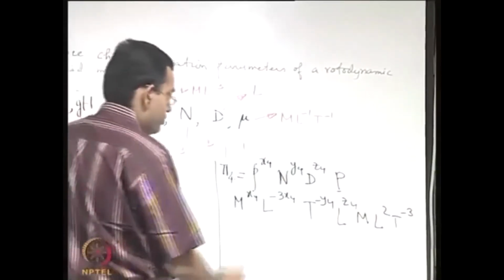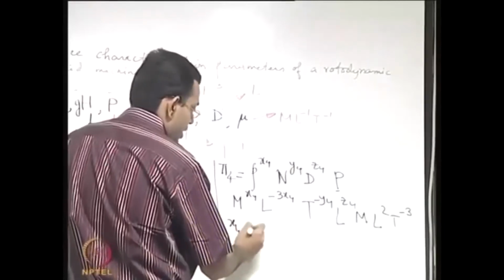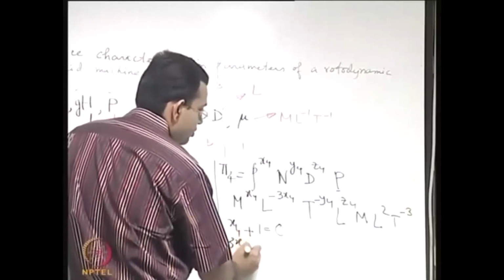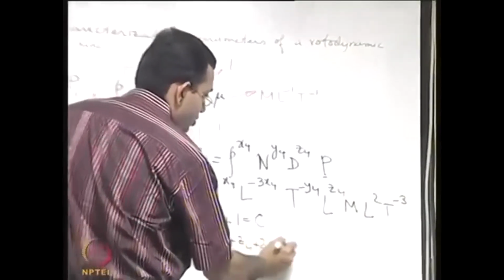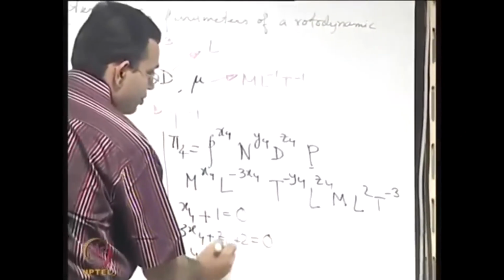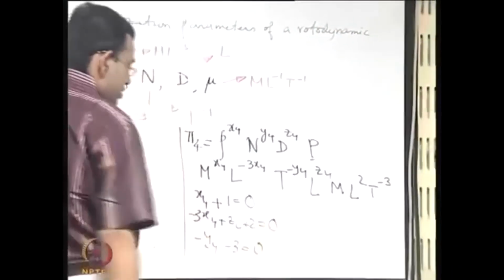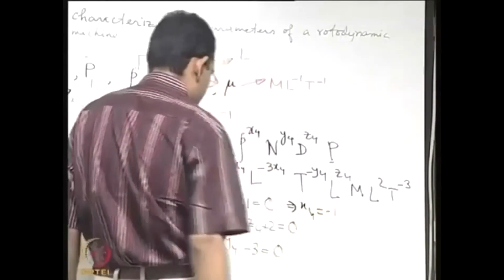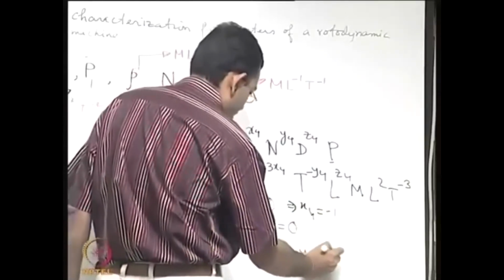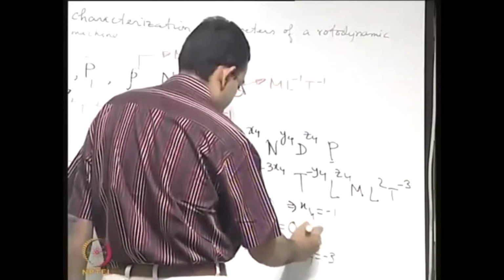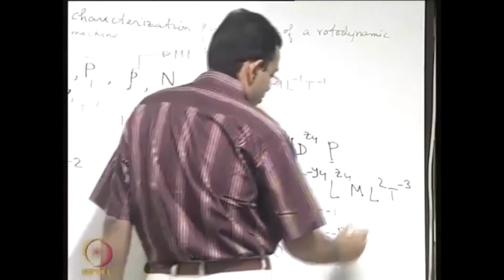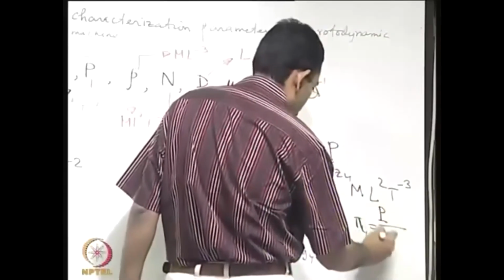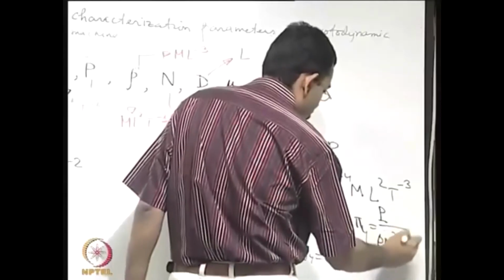So you have x4 plus 1 is equal to 0, minus 3 x4 plus z4 plus 2 equal to 0, minus y4 minus 3 equal to 0. So, x4 is minus 1, y4 is minus 3 and z4 is minus 5. So, pi 4 is P by rho N cube D to the power 5.